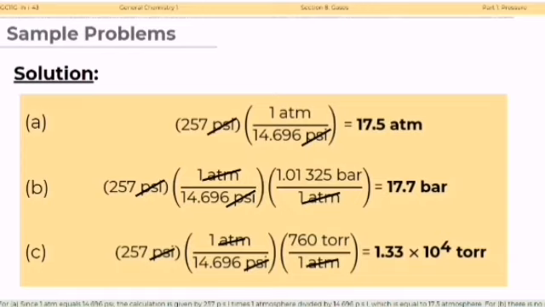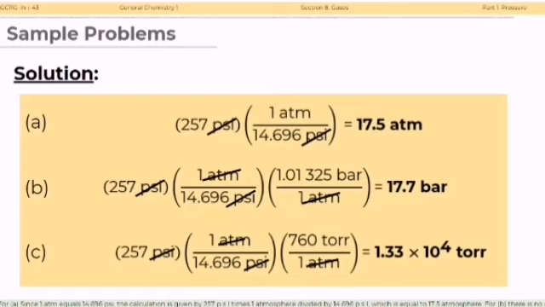And for B, there is no direct conversion factor available in hand. The easiest way is to convert first to atmosphere, then convert atmosphere to bar. 1 atmosphere is equivalent to 14.696 psi, and 1 atm equals 1.01325 bar. For the solution, we have 257 psi times 1 atmosphere divided by 14.696 psi times 1.01325 bar divided by 1 atmosphere, giving a value of 17.7 bar.